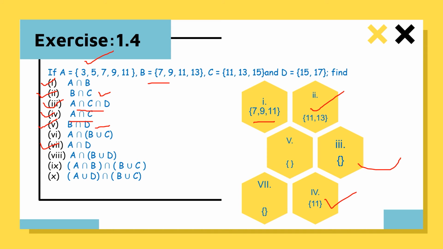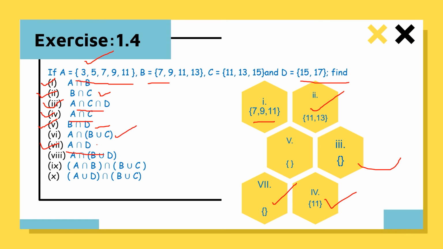Okay. Seventh question, A intersection D. Do you have any common element for A and D? This is A, this is D. Do you have any common element? No. Again, there is no common element. So A intersection D is equal to a null set. Got it, children? Yes.